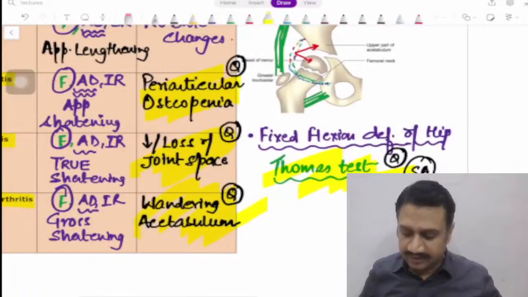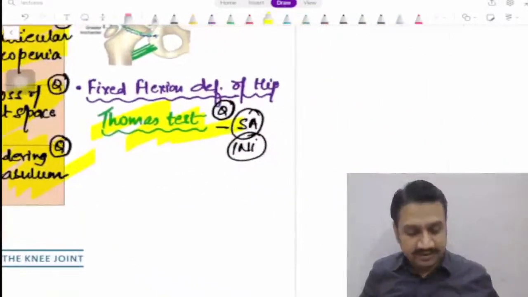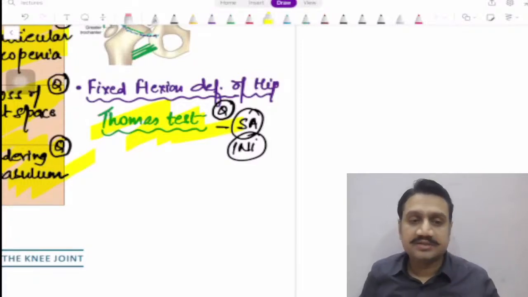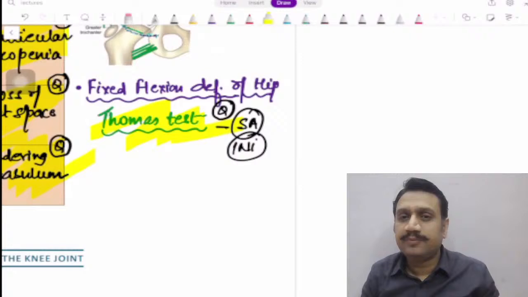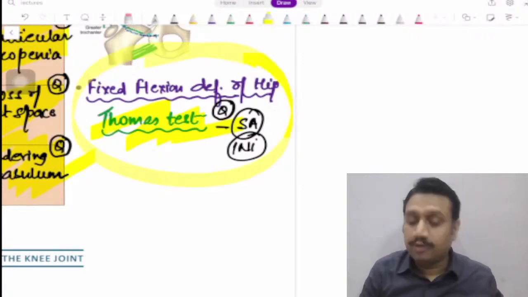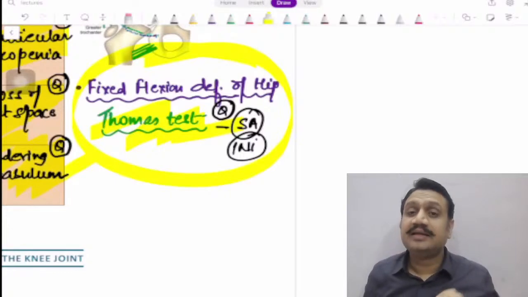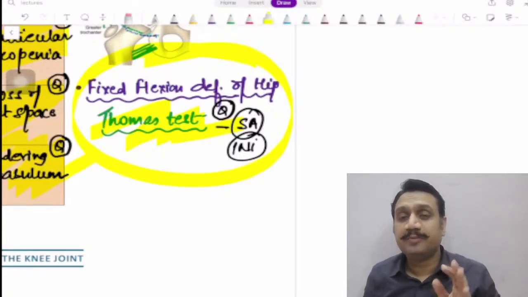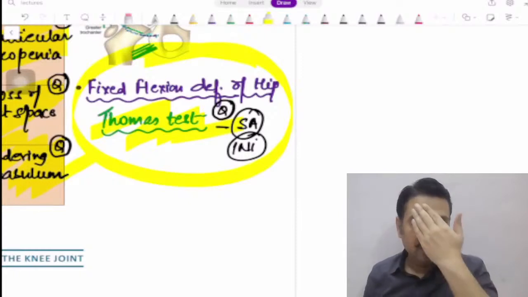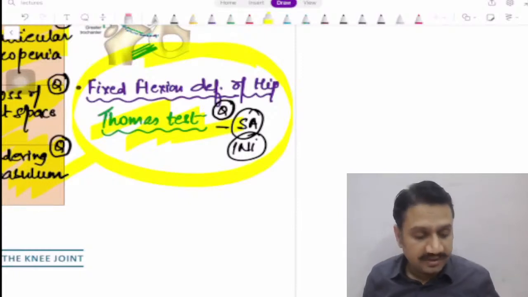And the fifth one here will be fixed flexion deformity of the hip, which is tested by the Thomas test. It has been a very important test in the past as well, and they have asked you a sequential arrangement pattern question based on Thomas also. Okay, how are the steps of Thomas?